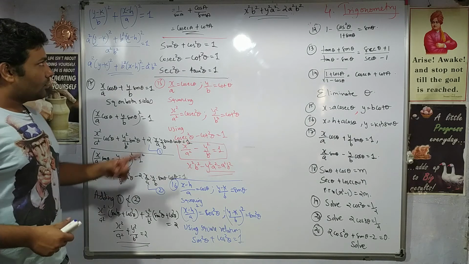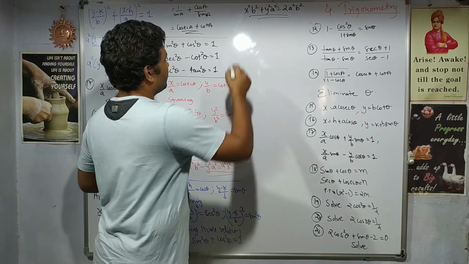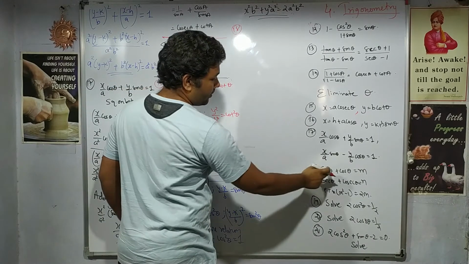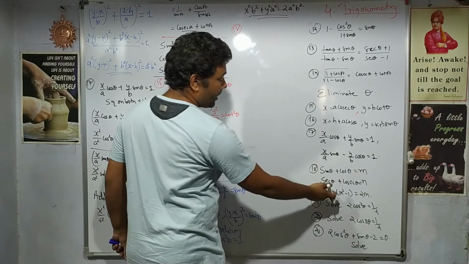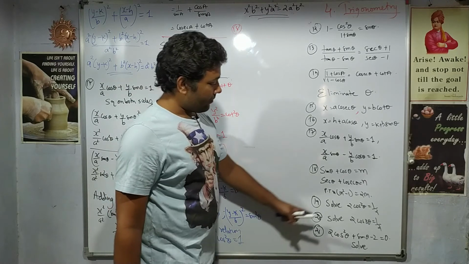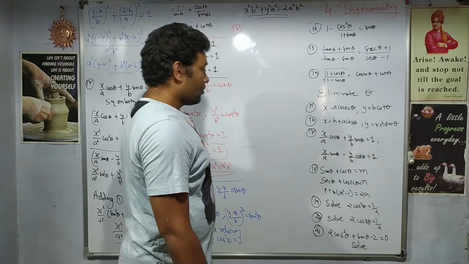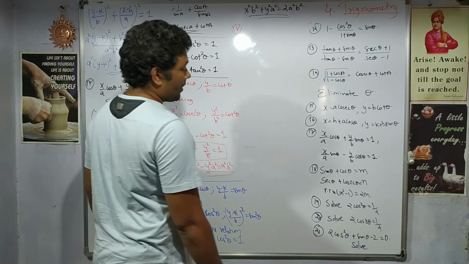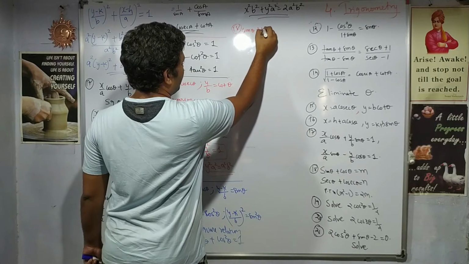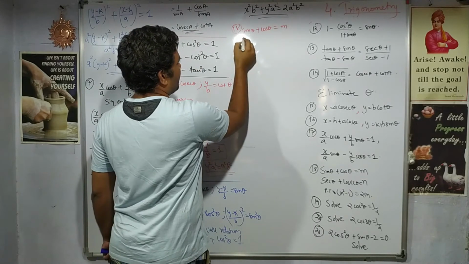Let us move further. 18th question we have. So in the 18th one, again we have two different equations and we have to prove this. How to do that? Again we have a square here, see, m square. So we can do some squaring. So let us square sin theta plus cos theta equal to m, squaring on both sides.